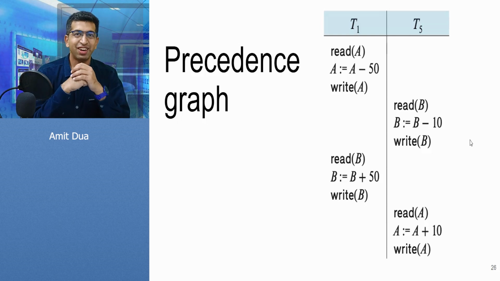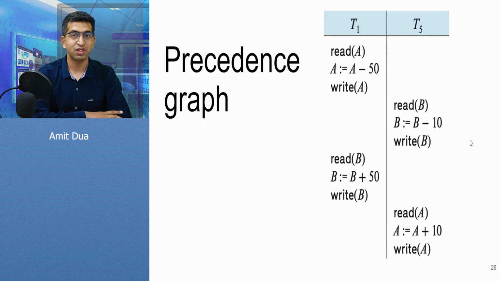Hello everyone. Till now I have discussed transactions. We have seen that transactions are a set of operations which are combined together as a single logical unit. We have also seen that transactions follow four properties, which are atomicity, consistency, isolation, and durability.